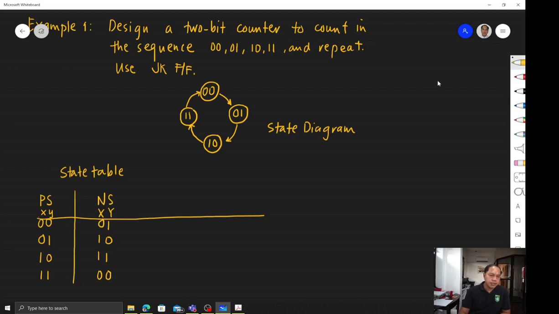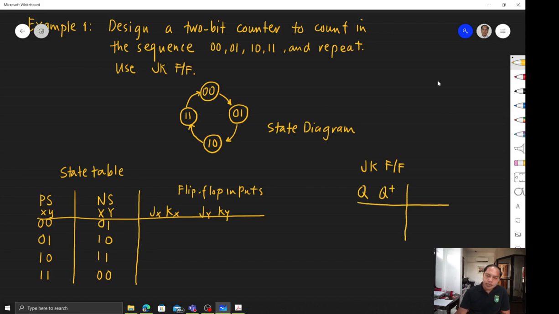Okay, so using JK flip-flops, these are the flip-flop inputs. So we have here JX, KX, then we have JY, KY inputs. For the JK flip-flop, we have present state, next state, then input to JK. So the excitation table is 00, 01, 10, 11. So this is 0x, 1x, x1, then this is x0.